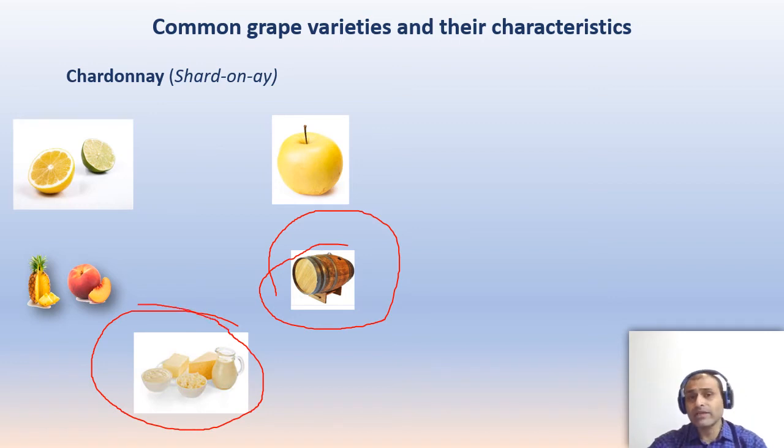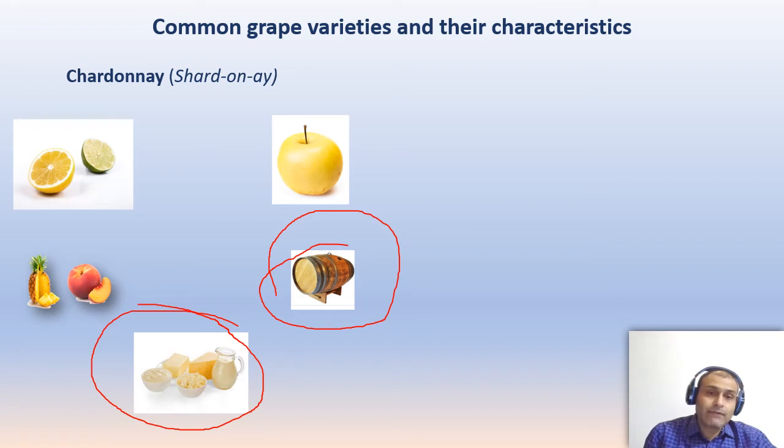So those are common characteristics of Chardonnay. Citrus, golden apple, could be green apple as well. And so Chardonnay is one of those grapes which is very easy to grow, and you would see that Chardonnay is pretty much available in every continent and every wine producing nation.